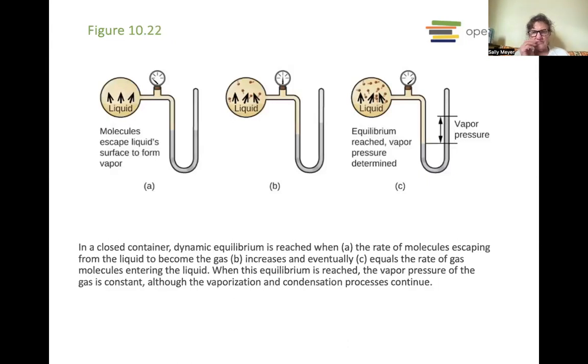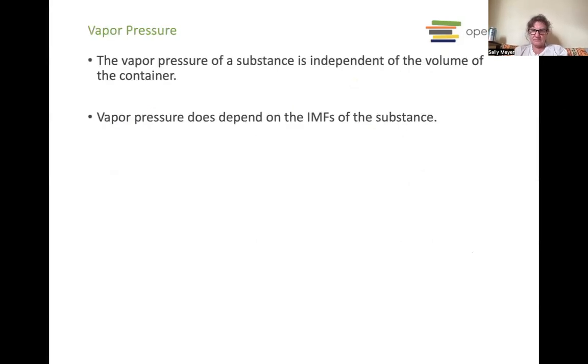So this is a picture of the manometer we saw in our gas chapter, chapter 8. And we can use a manometer. You start out with some liquid in your bulb and you allow it, from B to C, to be in there long enough so that it's finally in equilibrium with a certain pressure of gas above it. And then you can just use that manometer to measure what that vapor pressure is.